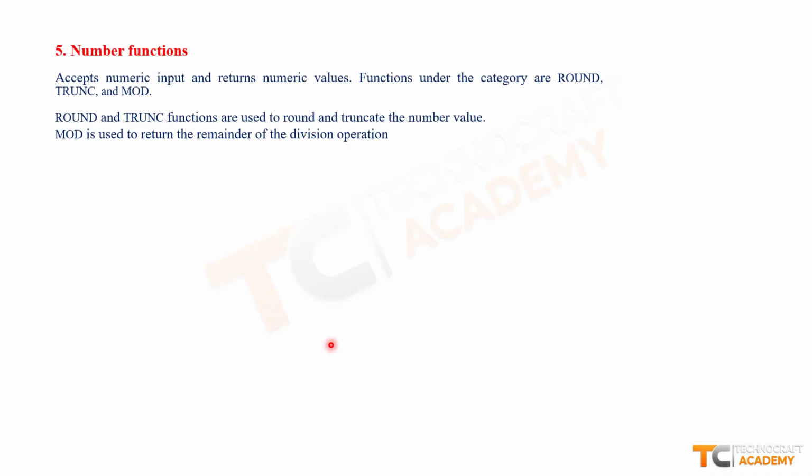So next we have number functions, like round, trunk and mod. If you are getting any decimal points and want to round them off, we use these number functions called round and trunk. Mod is used to return the remainder from the division operation, so then we use the mod function. Let me take some examples for round and trunk.